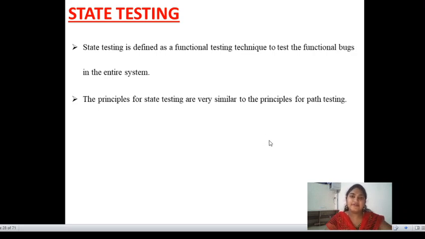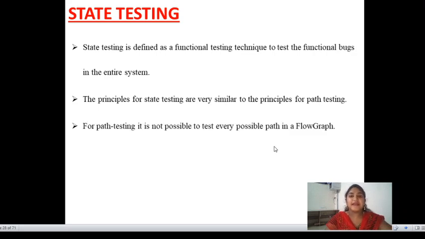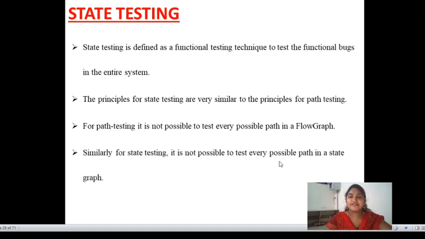That is the way to define state testing. For path testing it is not possible to test every possible path in a flow graph. Similarly, for state testing it is also not possible to test every possible path in a state graph. That is where the principles of state testing and path testing match.